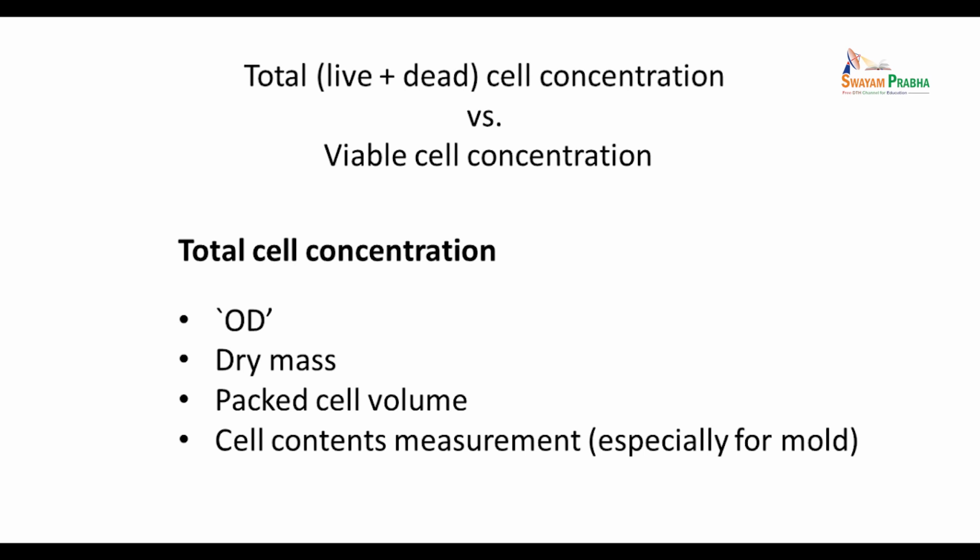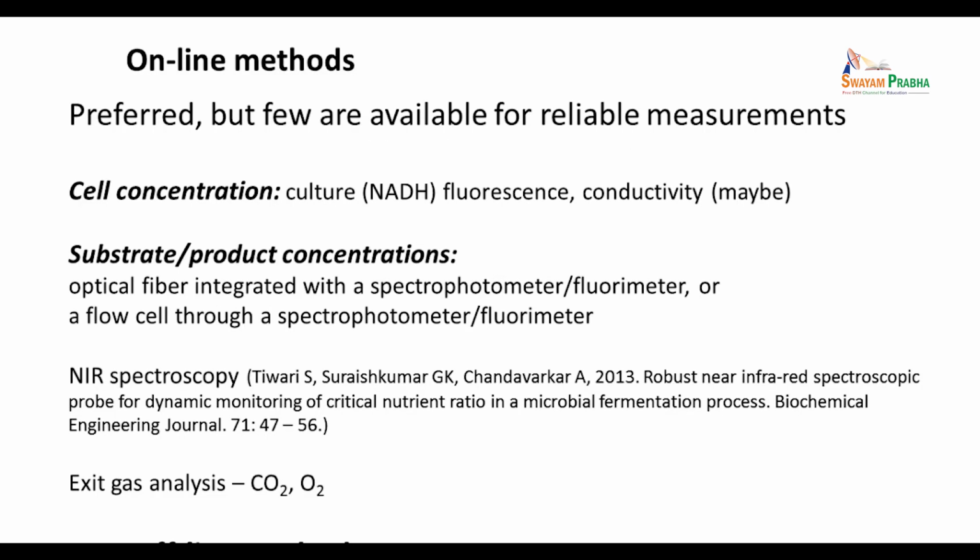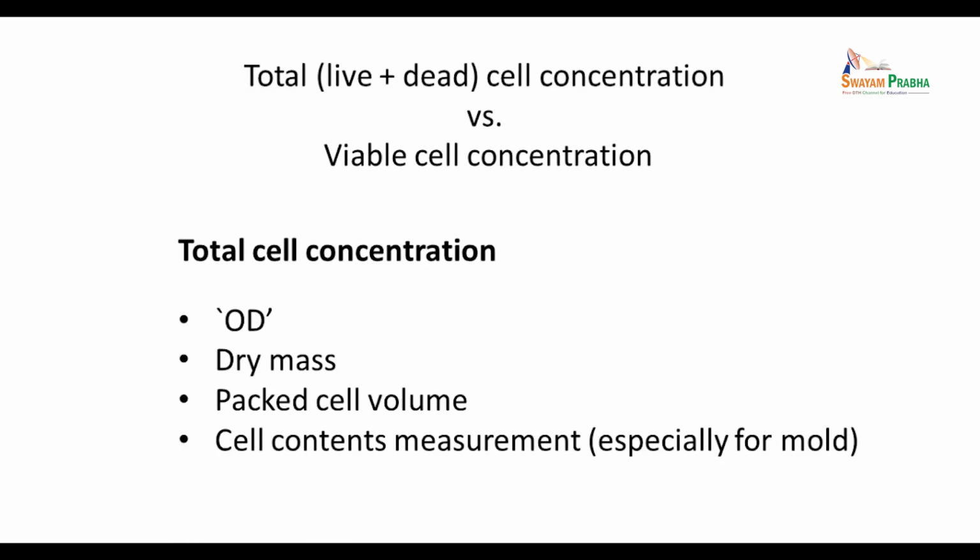Let us look at offline measurements. Let us look at measuring the total cell concentration. Let us take one at a time. The total cell concentration, if you are considering a bunch of cells, consists of both live cells and dead cells. If we look at live cells alone, because the viable cells are the ones that are contributing to product formation and so on, we would want to follow the viable cell concentration.